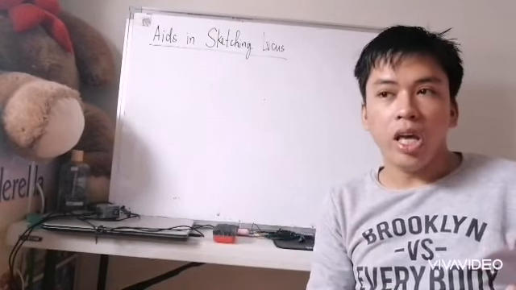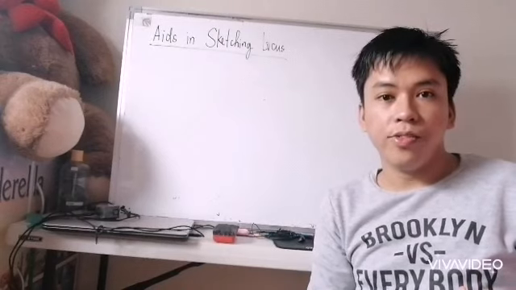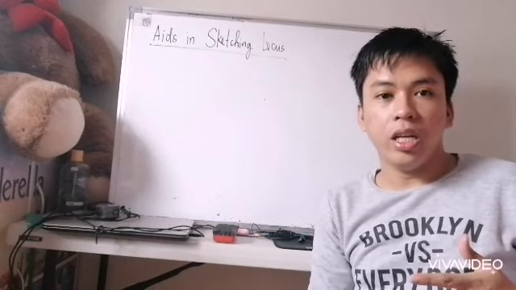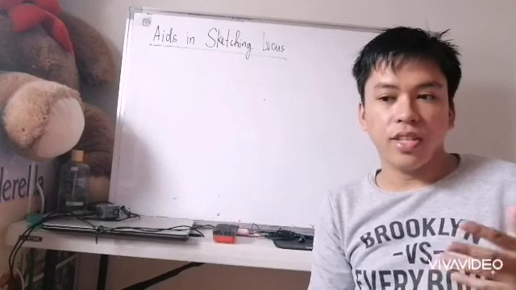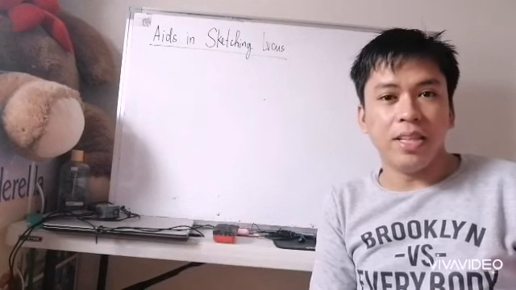Okay, so we're done with sketching the locus. We're done with the domain, the range, the intercepts, the asymptotes, and the symmetries.